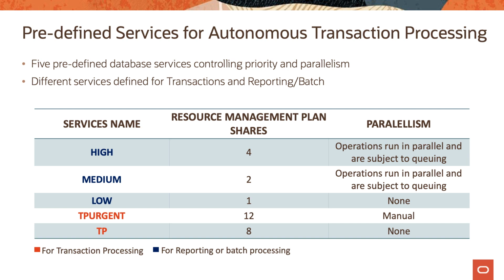In addition to these 3 services, we also have TP urgent and TP service. These 2 services, TP urgent and TP, are for transaction processing, and the other 3, high, medium, and low, can be used for reporting or batch processing. Also note that when you use high and medium, the operations run in parallel and are subject to queuing, and there is no parallelism when you use low or TP service.